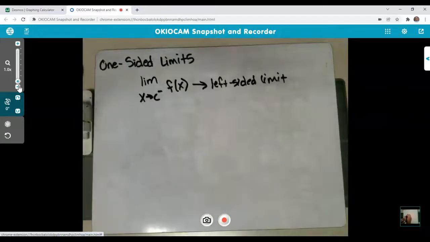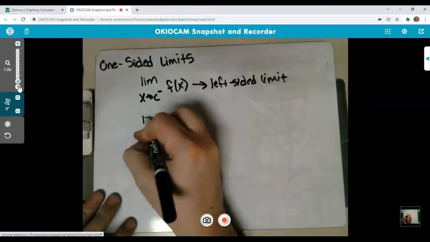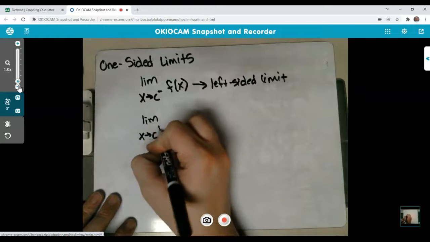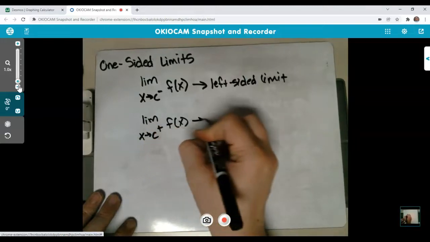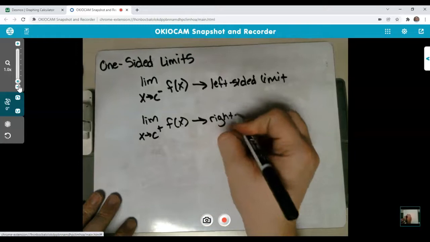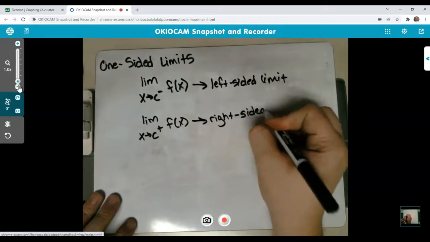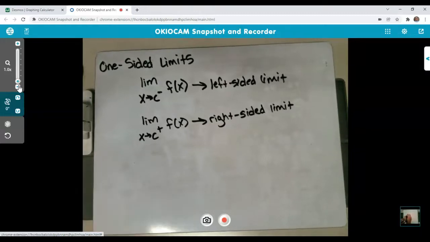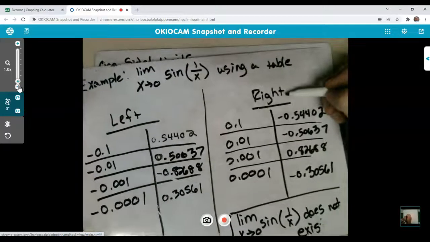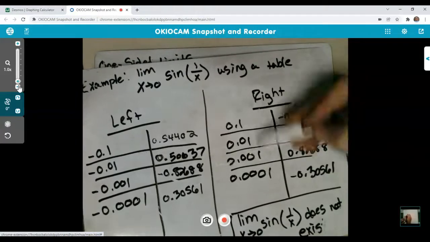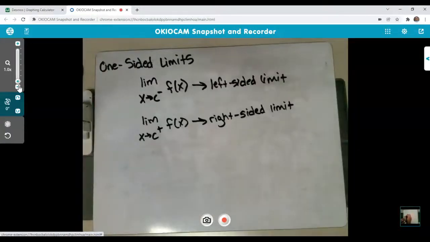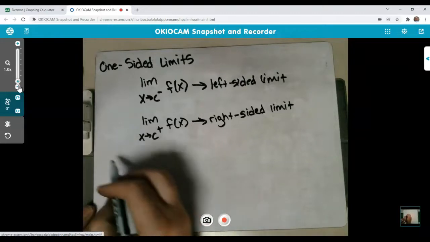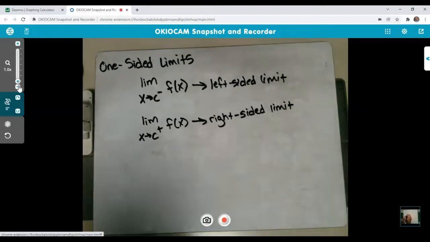Okay. If you see the limit as x approaches c with a plus sign, that's the right side. So this means as x approaches c from the right. So in this case, I would only look at what's happening on the right side. Okay, so I'd only do this part. So let's do some examples of that. I think I'm going to need more space, so I'm just going to go ahead and get a new board so I don't have to switch out stuff.